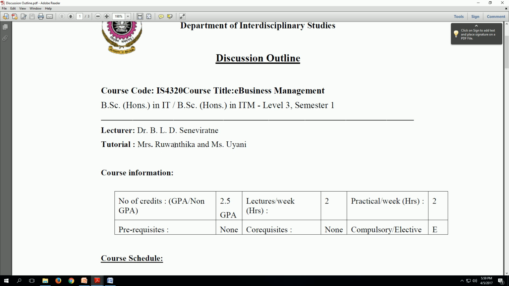So we have Miss Ruantika and Miss Uyeni as the assigned tutors. Though they are tutors, they would not be appearing much in the scene because we will be engaged in a lot of activities, so I'll be there most of the time in your tutorial classes. But these tutorial classes would not be the conventional tutorial classes that you would have engaged in in other situations.